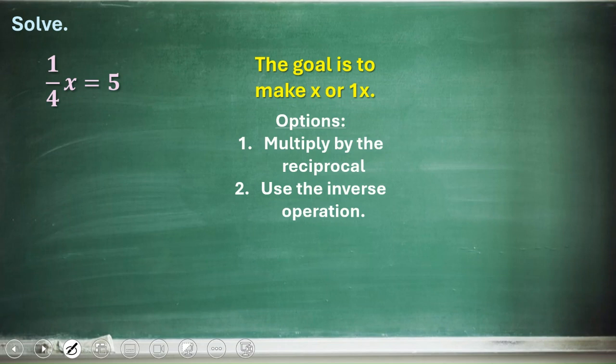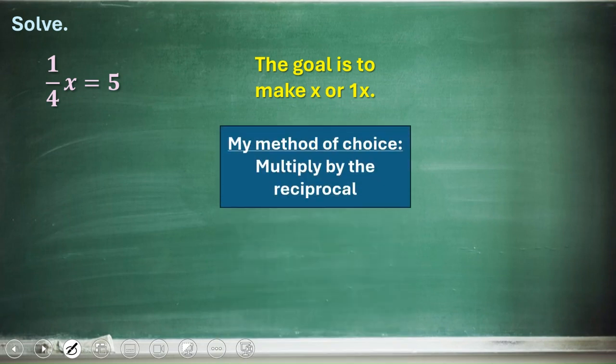I've seen a lot of errors made using the inverse operation due to input errors in the calculator. So my number one choice, always for dealing with fractions in this type of situation, is to multiply by the reciprocal. So let's go ahead and do that. As a reminder, a reciprocal looks like this. If we have 1/4, the reciprocal is the fraction flipped upside down, or inverted. So the reciprocal of 1/4 is 4/1.